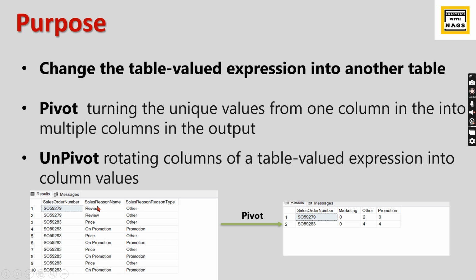This is the pivot one. Unpivot one: when you have data in your database like this, you will convert it the opposite way, right? You cannot exactly convert this way, but you are trying to put marketing, other, promotions in the column, right? Then you will have the unpivot option. So this is all about pivot and unpivot. In simple terms, pivot is rows into columns, unpivot is columns into rows.